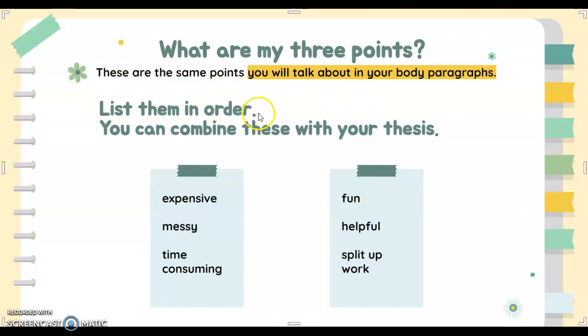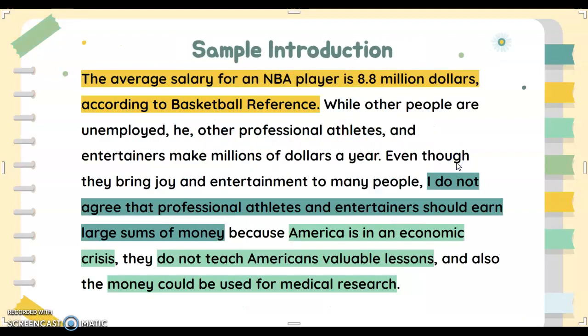List them in order, right? So if your first body paragraph is all about how pets are expensive, then your first point that you're listing in your thesis should say, owning a pet is not important because they are expensive, right? And so that would be an example of combining with the thesis.